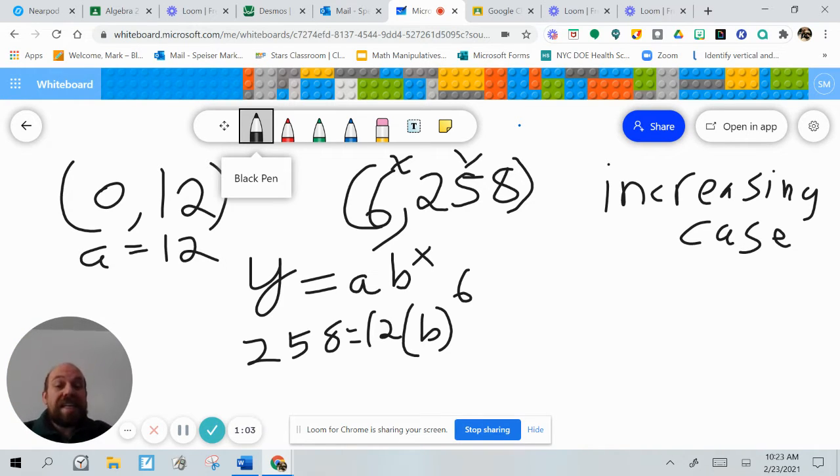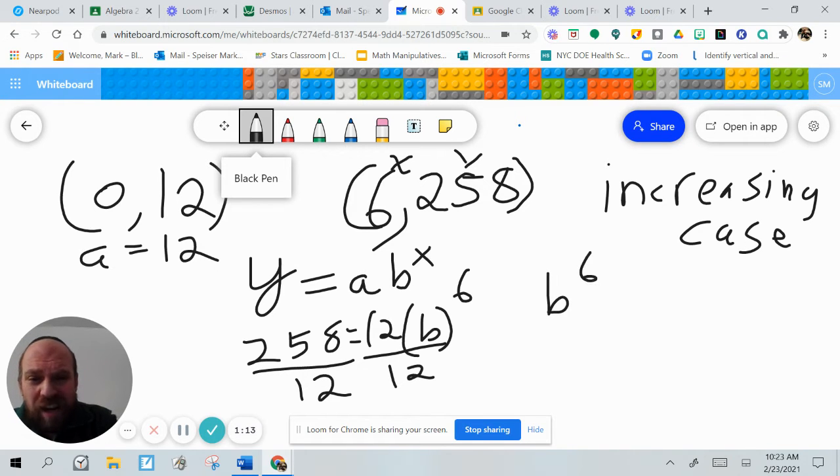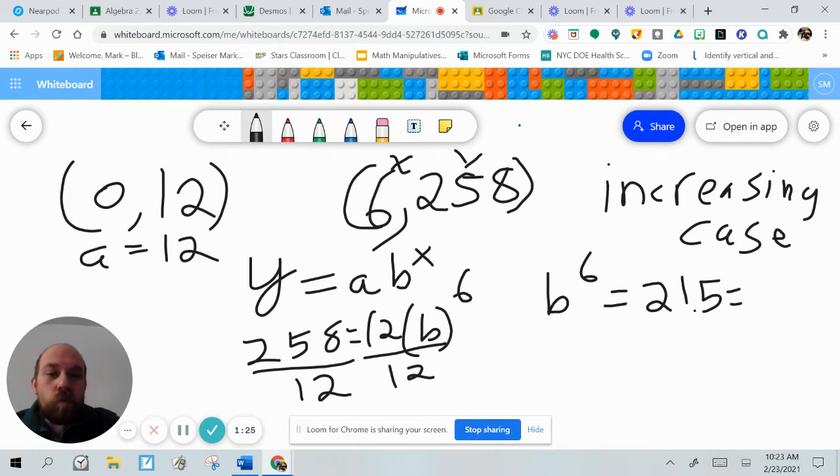Now I want to solve for b. We divide both sides by 12. 258 divided by 12. And if you can, write your answer as a fraction. If you can't, use decimals. In this case, we are going to use a fraction because it's 21.5, which is the same thing as the fraction 43 over 2. So b to the 6th power equals 43 over 2.